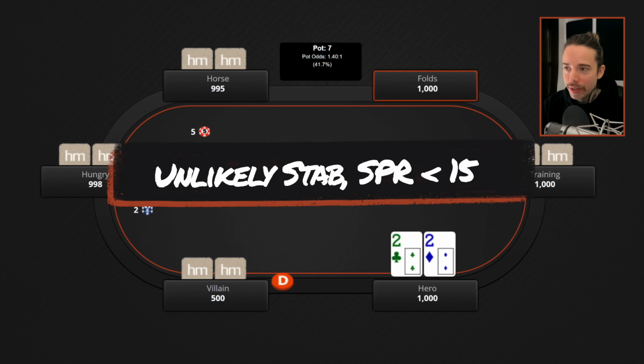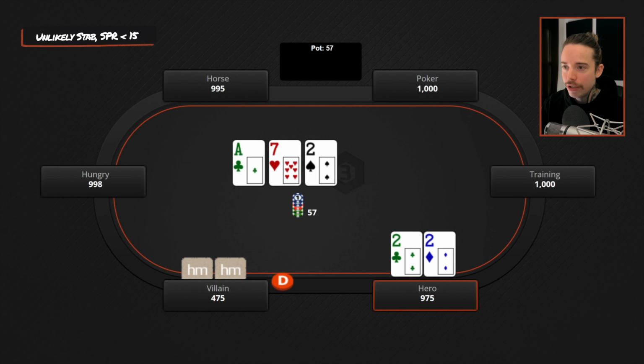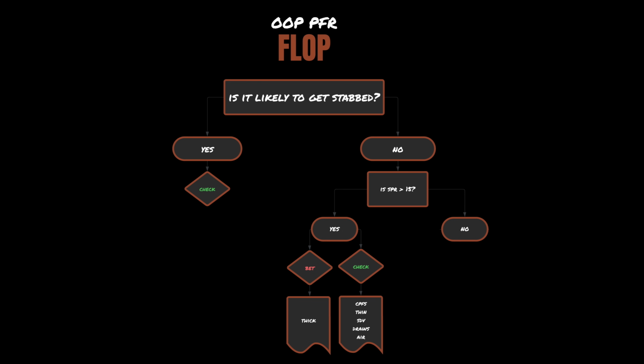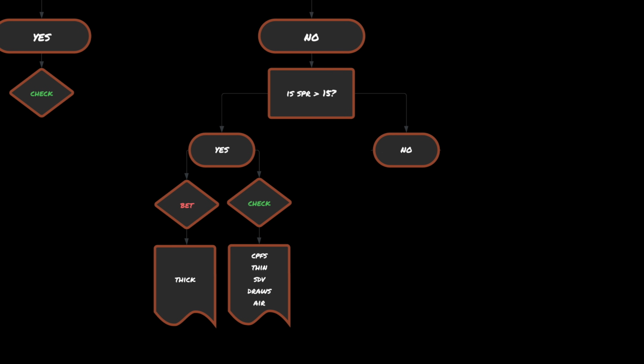All right, let's look at one more example. Again, we open in the cutoff, button calls, ace 7 deuce. And if you notice, this time we only start the hand 500 effective. So let's go back to our chart. Is it likely to get stabbed? Once again, probably not as likely when the board is this static and dry.